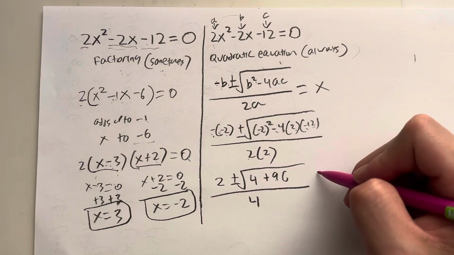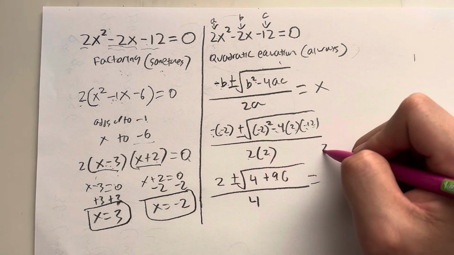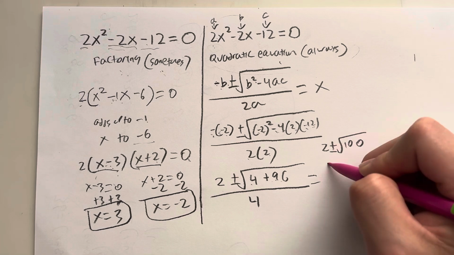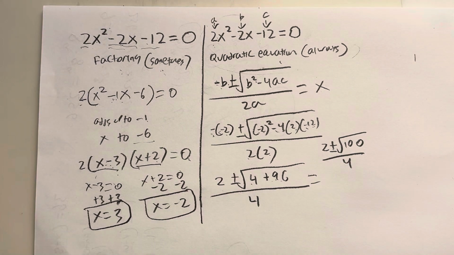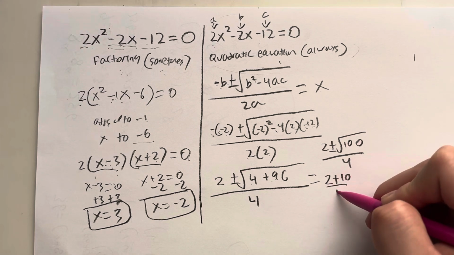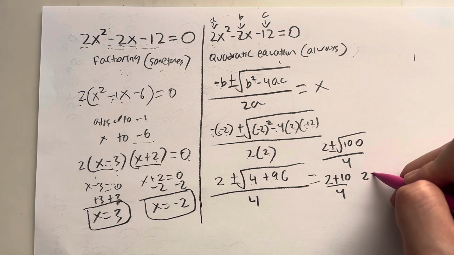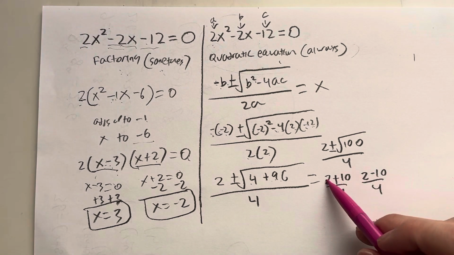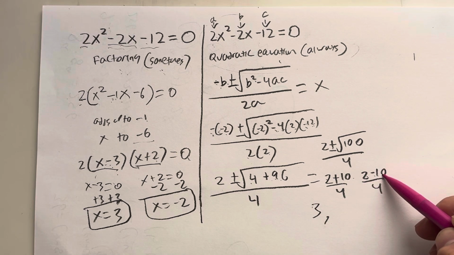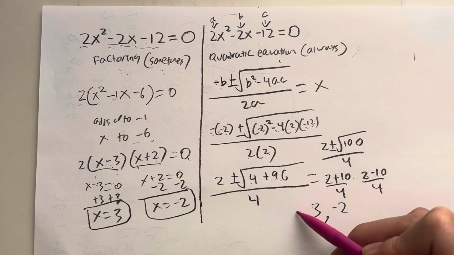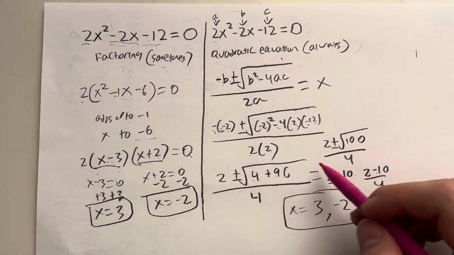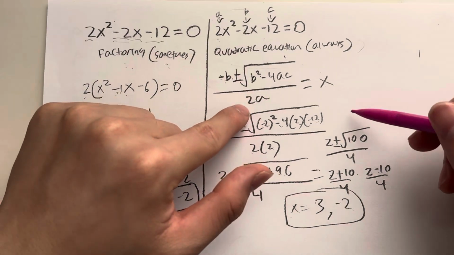And then I could simplify it even further from there, because that becomes 2 plus or minus the square root of 4 plus 96, which is 100, all divided by 4. And since it's plus or minus, I can split this into 2 plus the square root of 100, which is 10, divided by 4, and also 2 minus 10 divided by 4. 2 plus 10 is 12. 12 divided by 4 is 3. 2 minus 10 is -8, divided by 4, which is -2. So therefore, you also get your answers of x is equal to 3 and -2. So both answers are the same, but I prefer using this method a lot more.